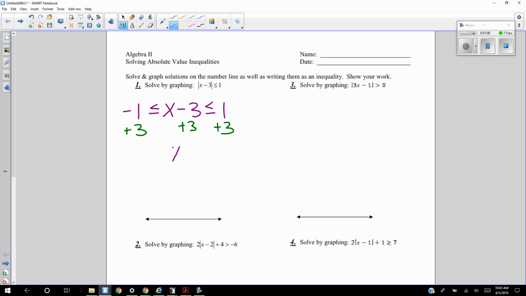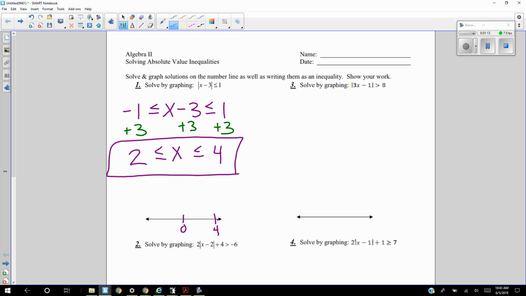Add 3 to all 3 sides of this compound inequality. So this is our answer in inequality form. Graphically, 4 goes about right there on the number line. It's a closed dot since you have the or equal to symbol. It's a closed dot at 2, and we're shading everything in between. Need both of those answers, the inequality and the graph.